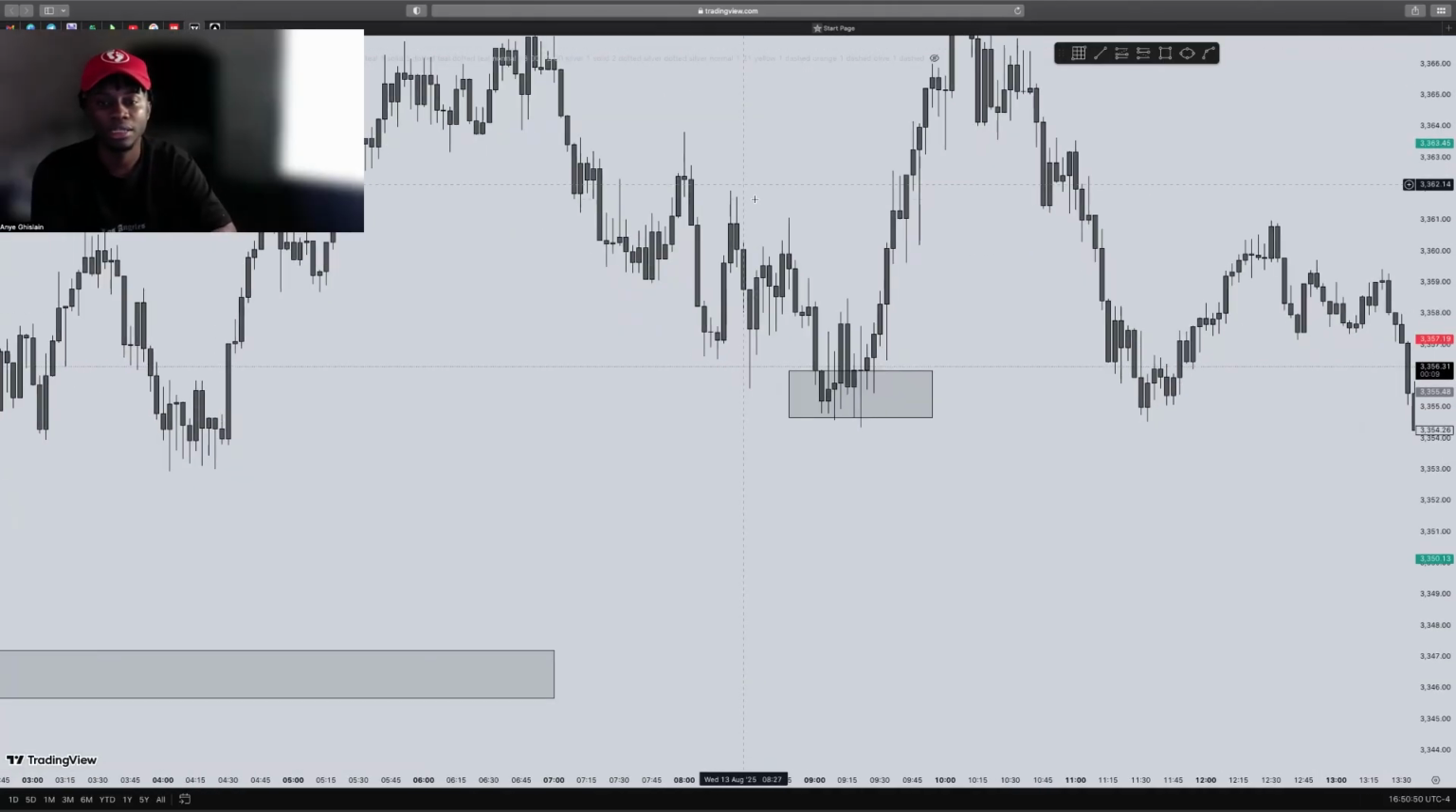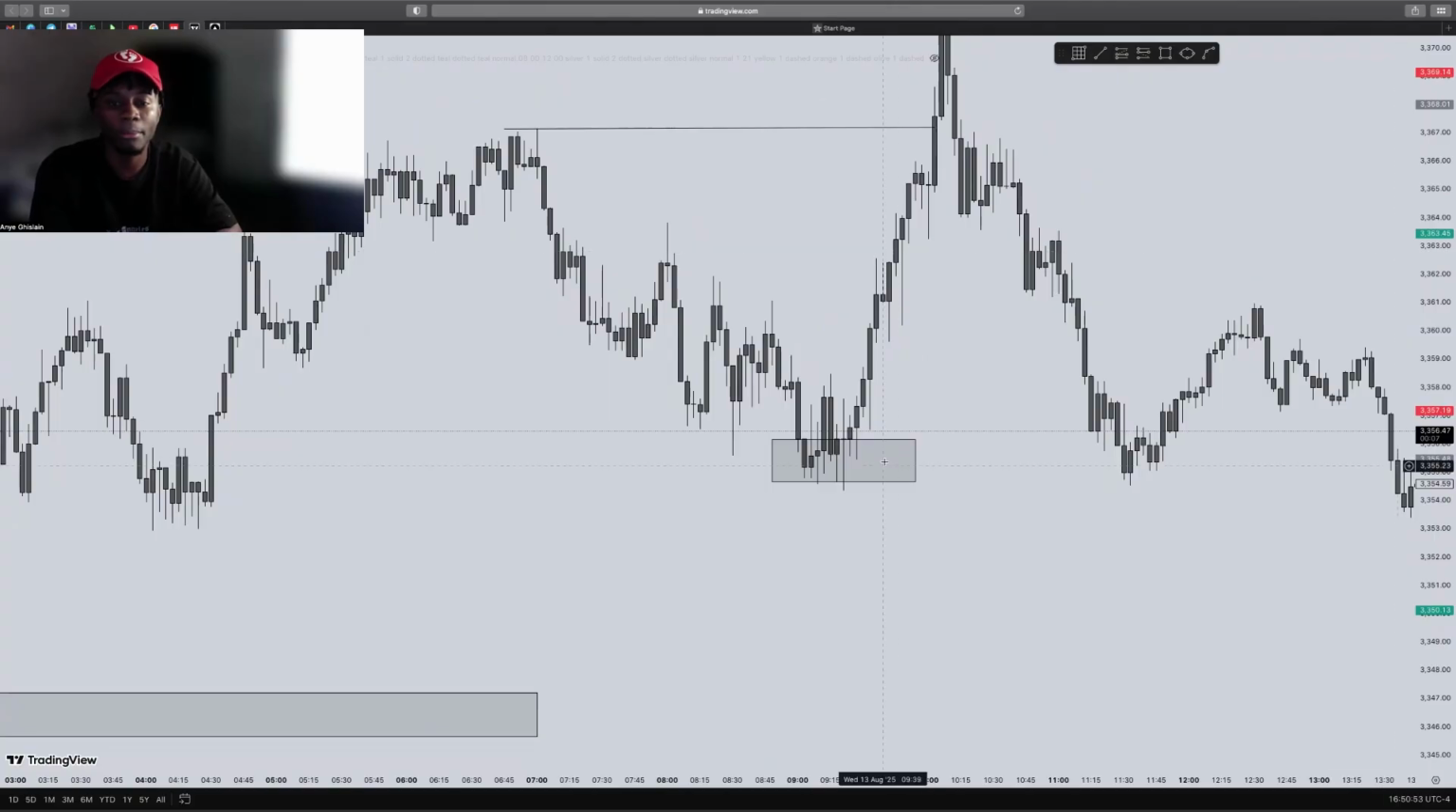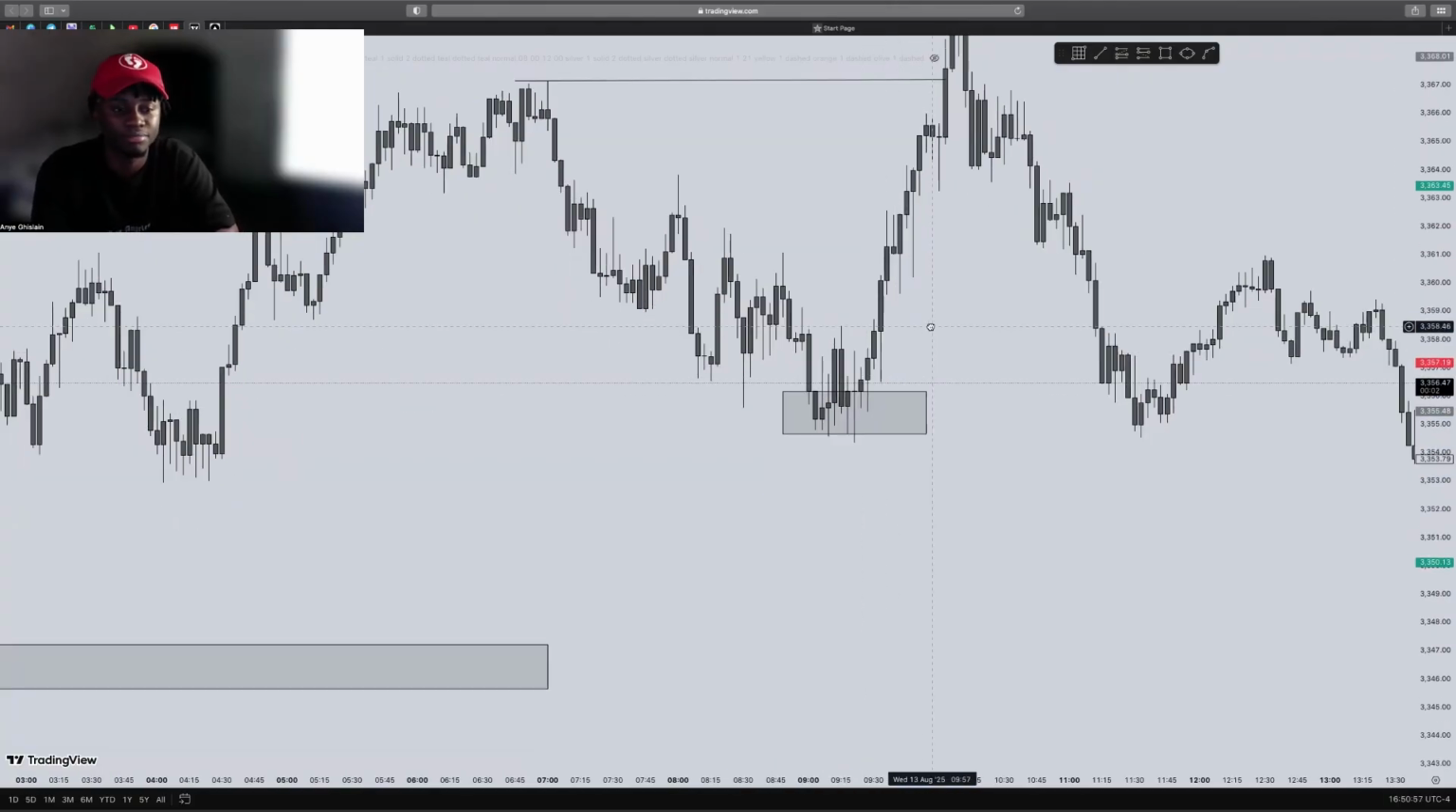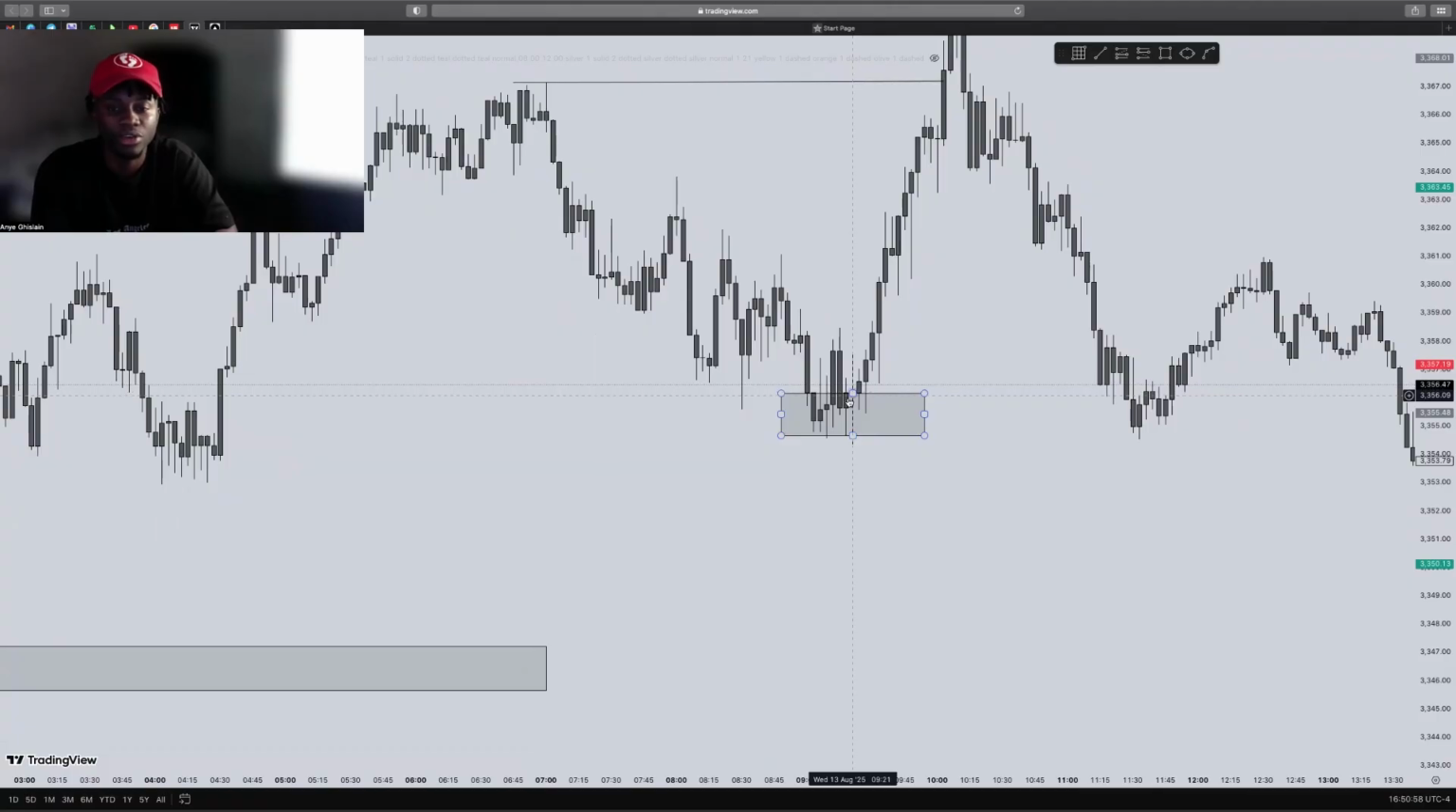Good. Now it has formed its own market. Now in this market, price is condensed. Price is condensed. You can clearly see it here. You can see multiple candles and multiple wicks in this particular area.